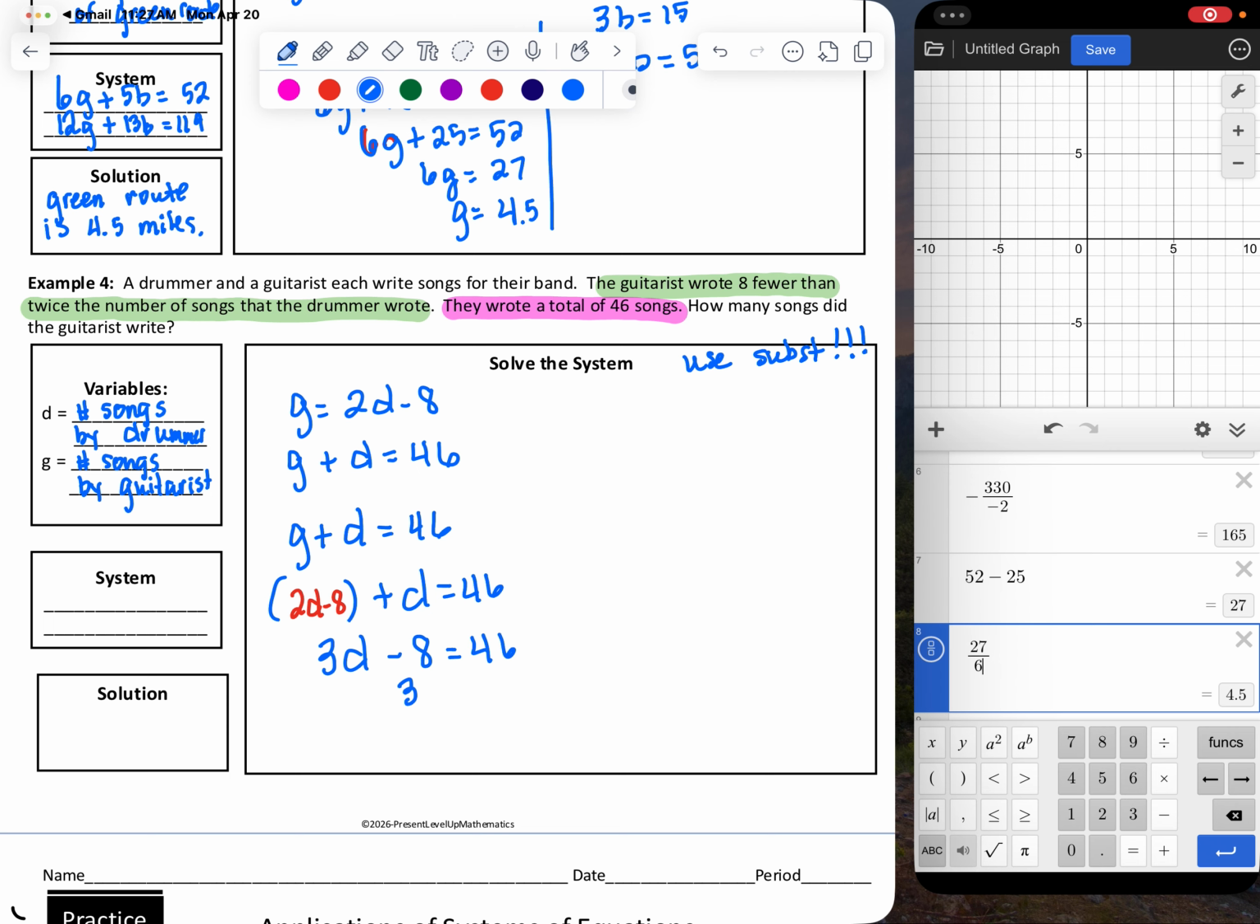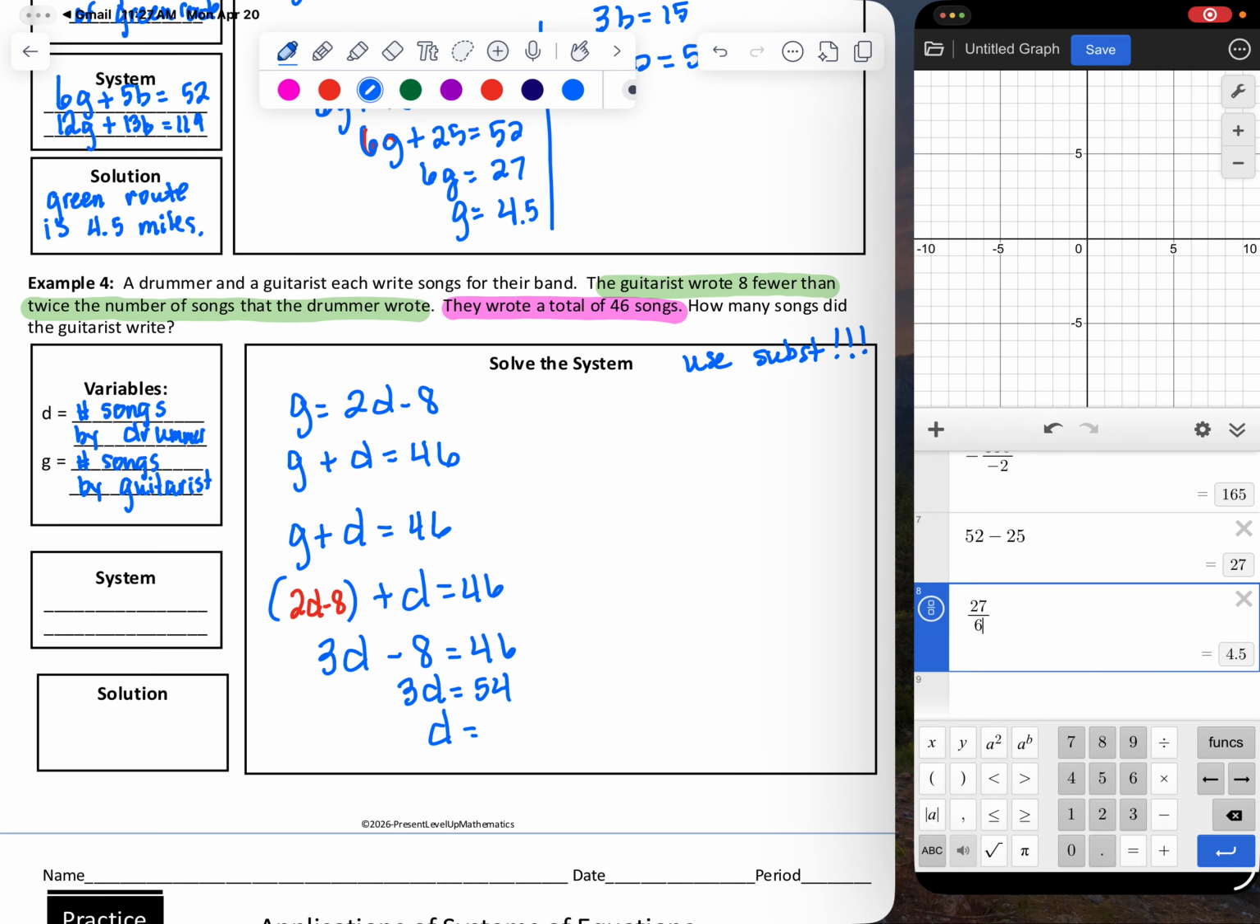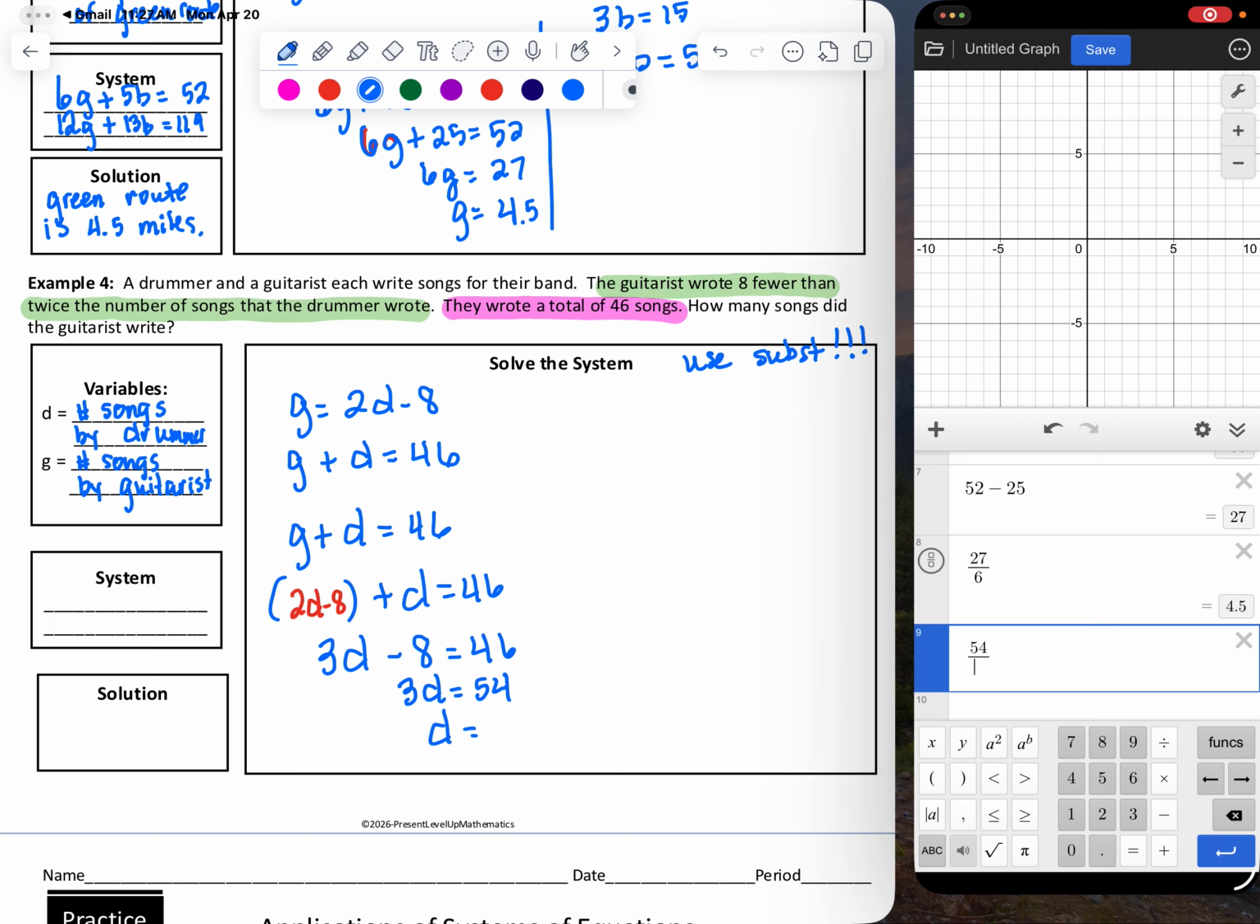Add 8 to both sides. So we get 3D equals 54. Divide by 3 gives us 18. So we know that the drummer wrote 18 songs. But let's go back and look at what the question asked us to find.